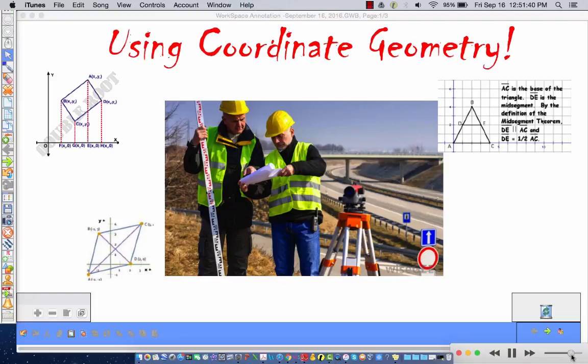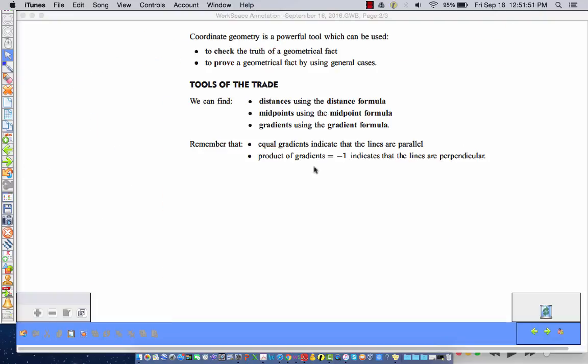All right, so there you see a little bit of an application with surveying and some geometry along with the Cartesian coordinate system. We just have one example today. We can use coordinate geometry to check the truth of geometrical fact and to prove geometrical facts. The biggies that we are using are the distance formula, the midpoint formula, and the gradient formulas. Remember, gradient is slope.